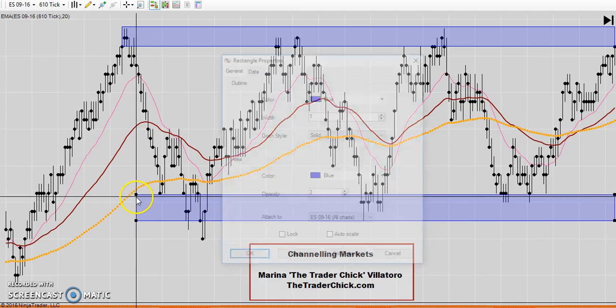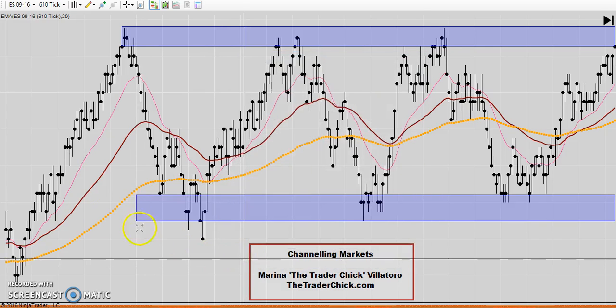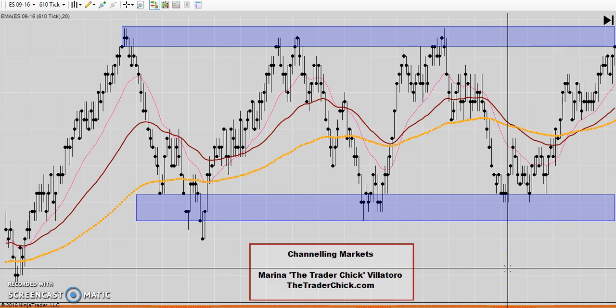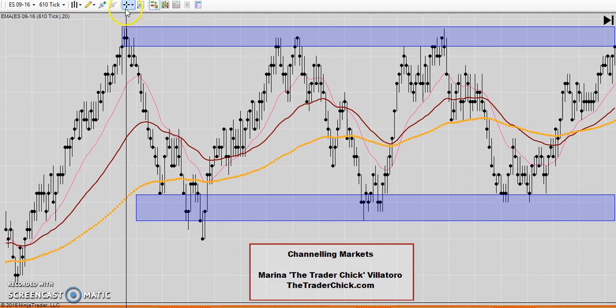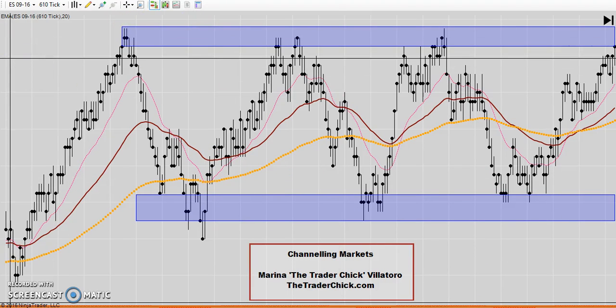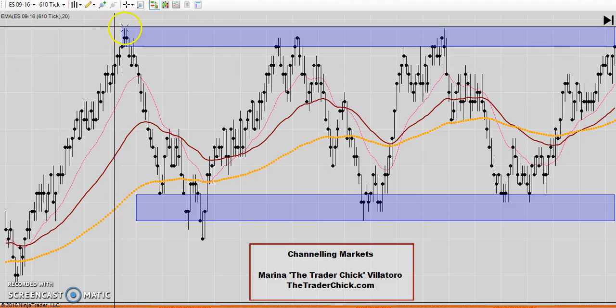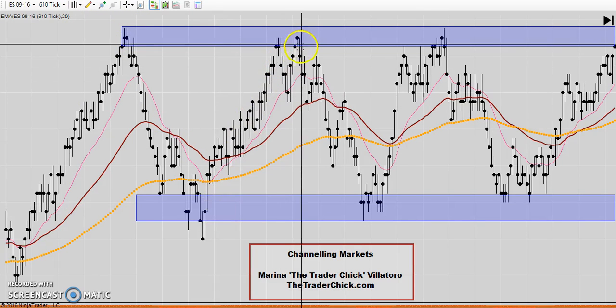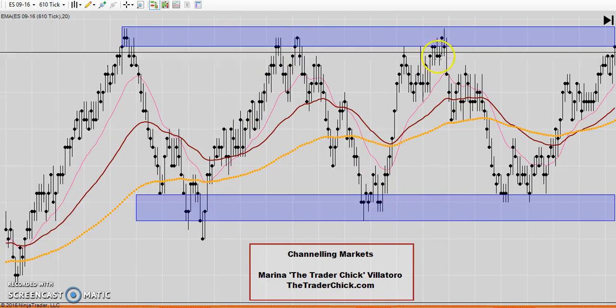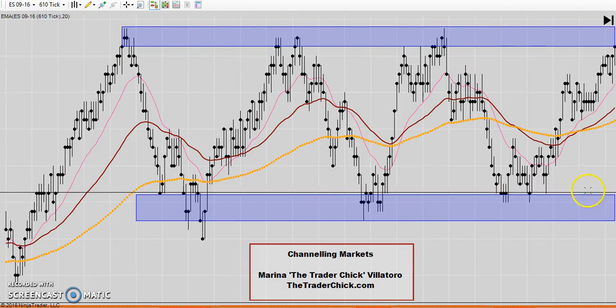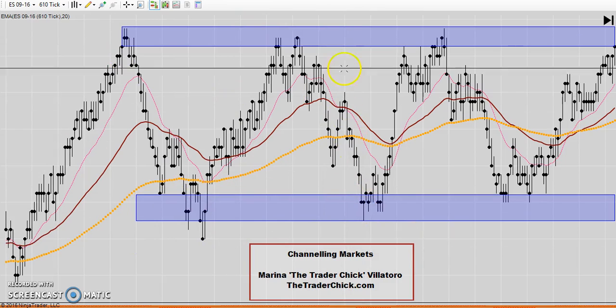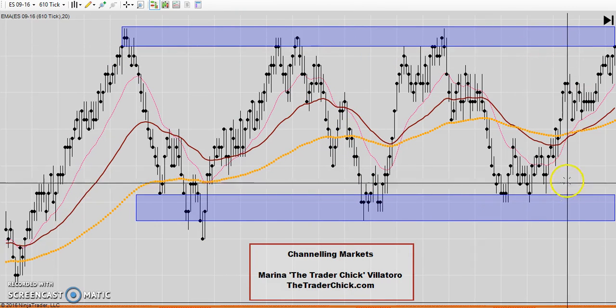With areas, you don't want to make them too big, but you also don't want to make them too small. However, they should be around the area. So this is a very typical channeling market. And you're literally going from one pivot to the next, to the next, to the next. This area here is a resistance area, and at the bottom, this is a support area. So a channel literally is just going from support, resistance, support, resistance.